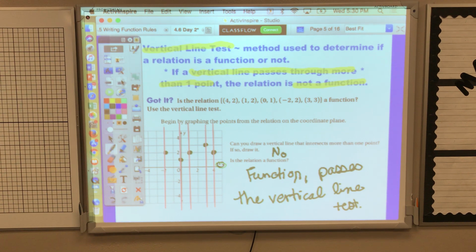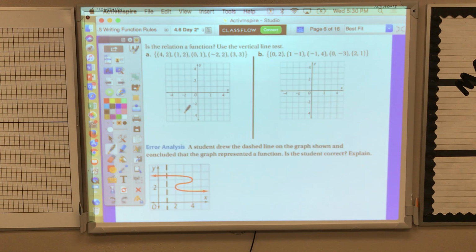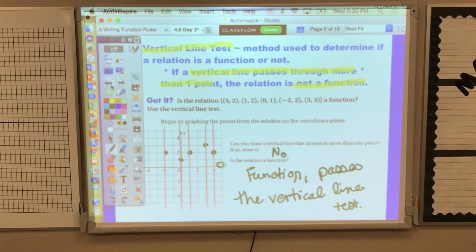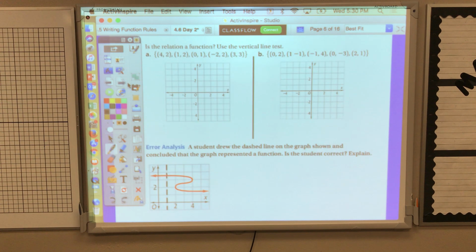Again, if you want to try it on your own first, you can pause the video and try it and then come back and check it. That works. If you just want to listen and do it with me, that's fine too. So is the relation a function? Again, I wrote the same problem down twice: 4, 2, 1, 2, 0, 1. So we don't need to do A. So part B.